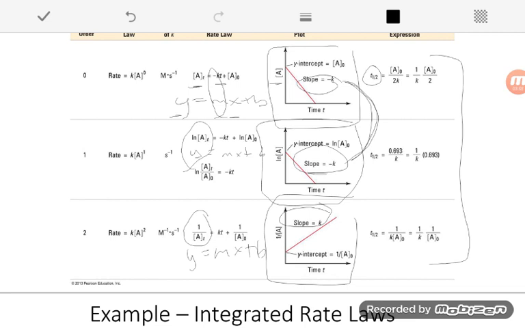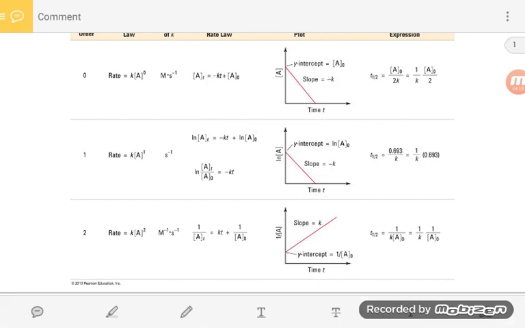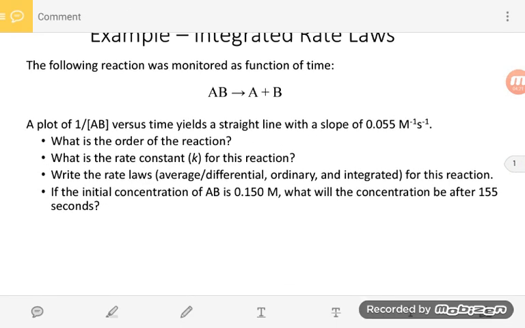Some people get a little confused by the way this is written. You really don't need these ones on the right. It's really just writing the same thing twice, so you can just pay attention to this part right here. And for these, the trick is really just figuring out, do you have a zero, first, or second order reaction, and then picking the correct half-life expression. So let's look at the type of problem we might have.